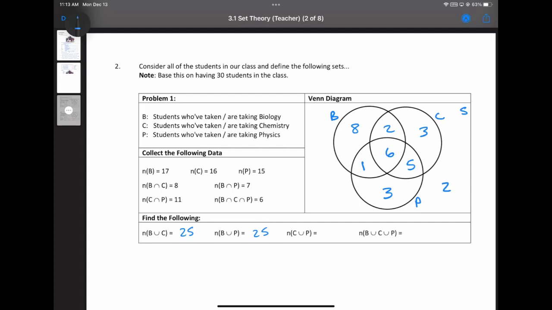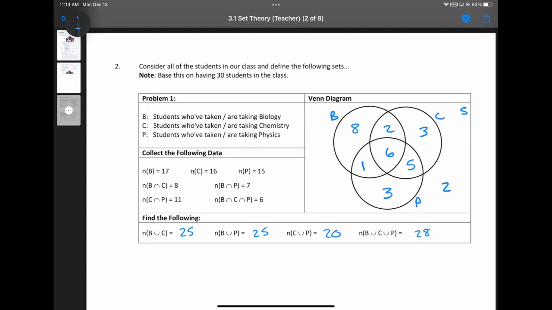Chemistry or physics, it's only going to include everyone except the 8 sole biologists and the 2 non-scientists, so that should be 20. And the last one says how many are taking biology or chemistry or physics, and that's going to be everyone except the 2 on the outside, so that should be 28. And if you add up all the numbers within the circles, you should get 28. Okay, that was a lot of work, but we figured it all out.